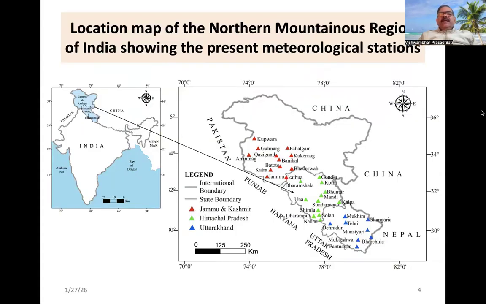In this map, you can see the location map of the three states of the Western Himalayan region: Jammu and Kashmir, Himachal Pradesh, and Uttarakhand. And you can see here in these three states, there are weather stations. The highest number of weather stations are located in Himachal Pradesh, more than 12, followed by Jammu Kashmir and Leh Ladakh region, about 10 stations, and then the Uttarakhand Himalaya, where the weather stations are comparatively fewer than in the other two states.